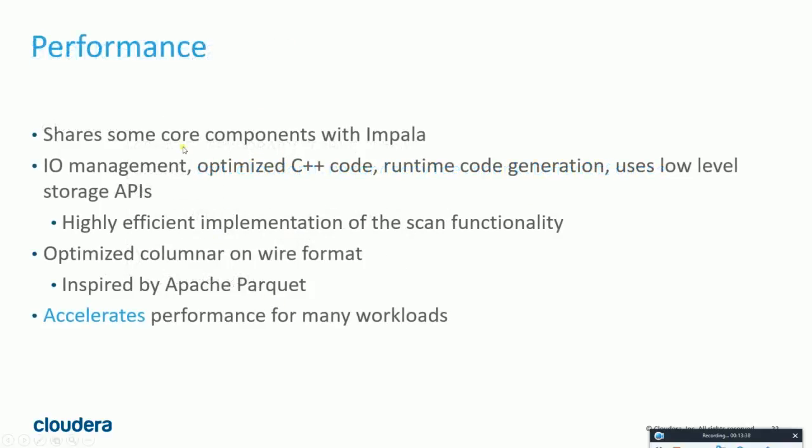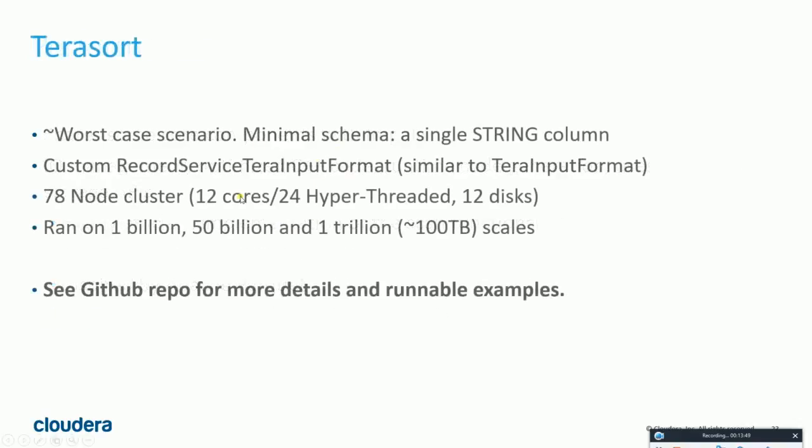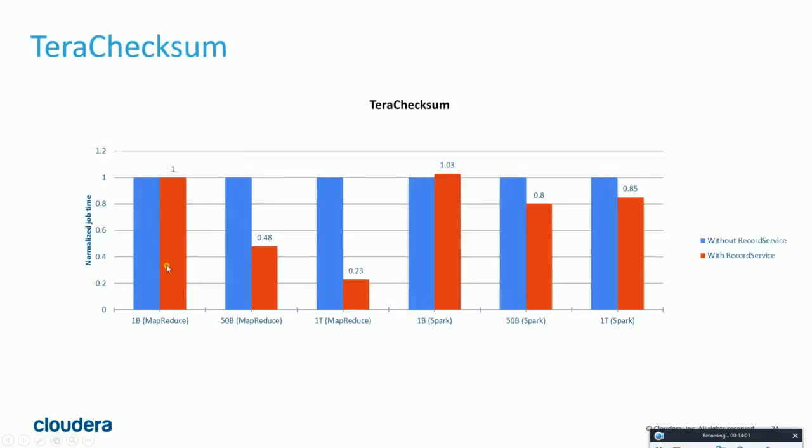For the performance, record service talked about performance and how Impala helps it, and it's optimized with C++ code. Here they used a Teradata cluster of 78 nodes, and they ran these at 1 billion, 50, and 1 trillion scales. And here we see that with MapReduce, there is a huge difference in running 1 trillion, I guess, Teradata checksums.